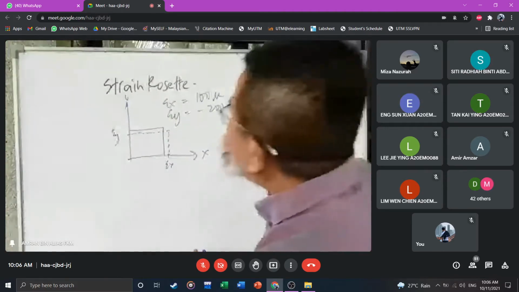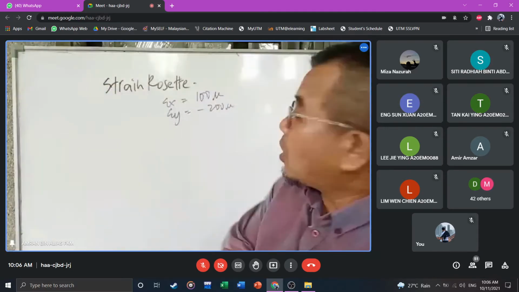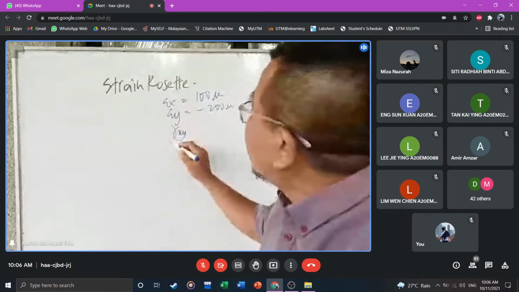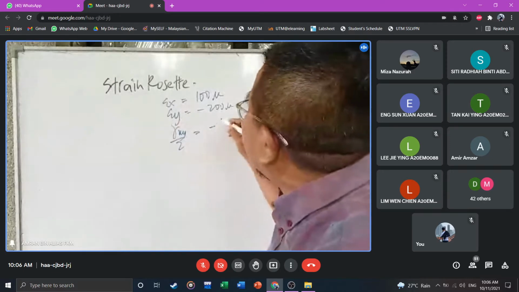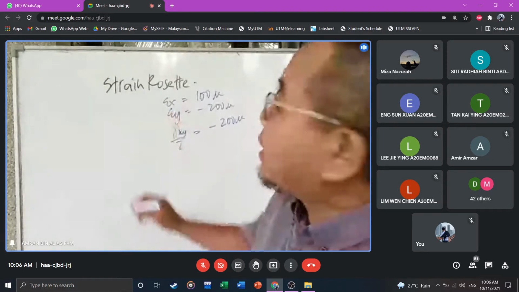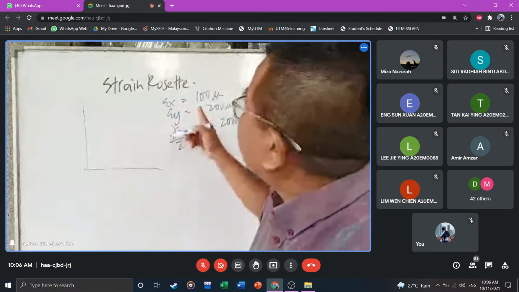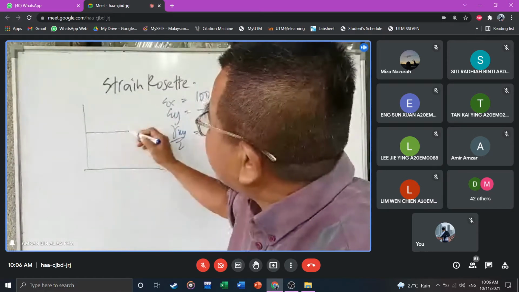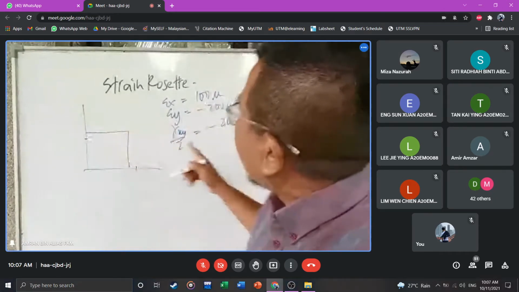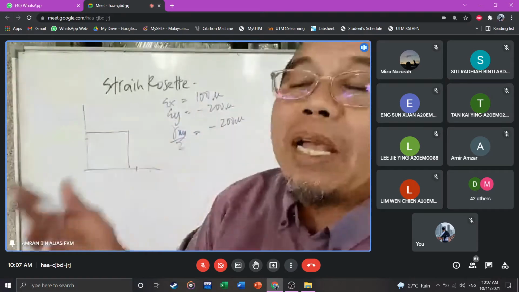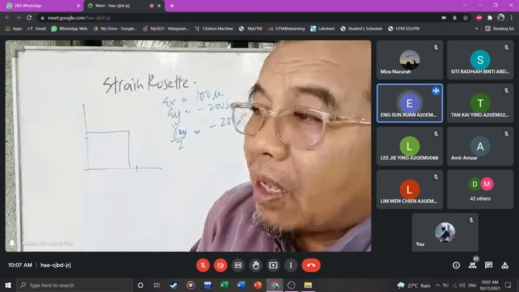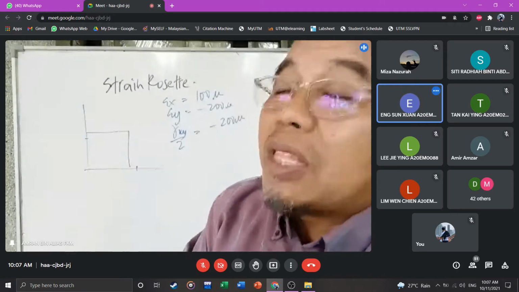Okay, now what if we have a gamma XY? It's not gamma XY, okay? Gamma XY over 2. Let's say the value is minus 200 microstrain. So how do we draw that in XY? Again, the original shape must be there, and then positive there, negative there. And for the angle, negative becomes bigger or smaller? Negative bigger. Positive smaller, right?